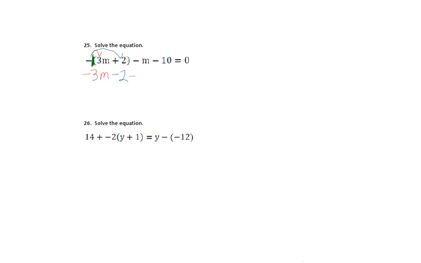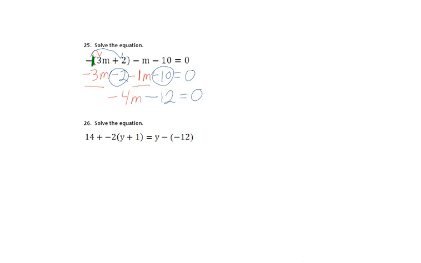Then negative m really means negative 1m. You don't have to write it, but I like to write it. Minus 10 is minus 10, and it's all still equal to 0. So the next step is to combine the like terms. Everything I wrote in red has the letter m next to it, so let's combine those first. Negative 3 minus 1 is going to be negative 4m. Everything in blue is just a regular number. Negative 2 minus 10 is negative 12, still equals 0.